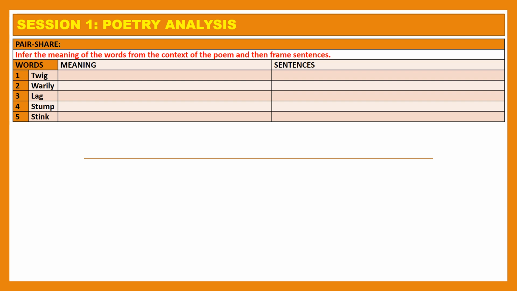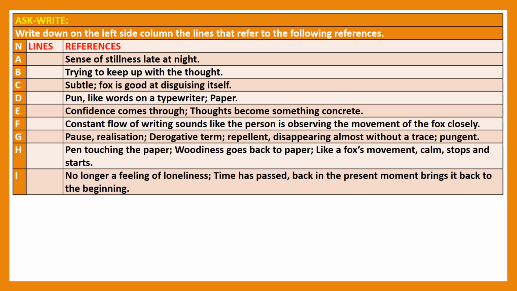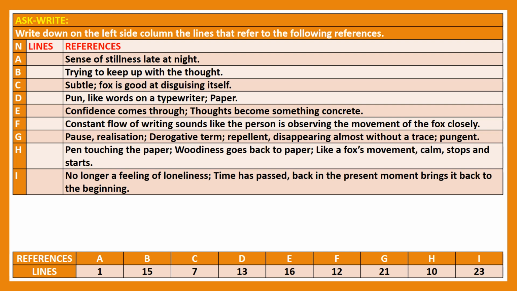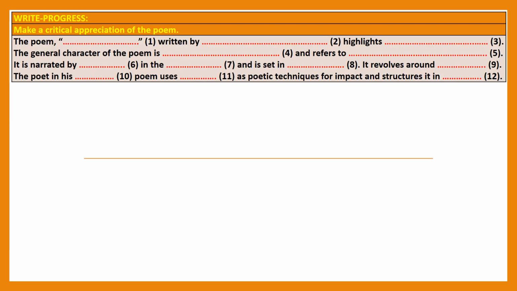Students will learn how to identify unknown words and use context clues to determine their meanings. Then students analyze the poem with a series of exercises. These activities include referring lines of the poem to match with the given meanings, identifying the poetry elements like message, tone, context, speaker, point of view, setting, form, and structure, writing a critical appreciation of the poem that includes all the elements of the poem.